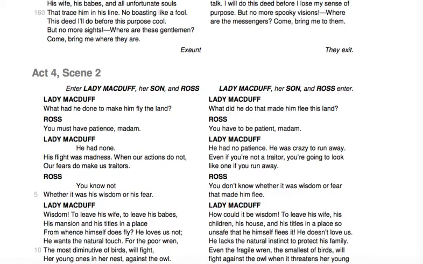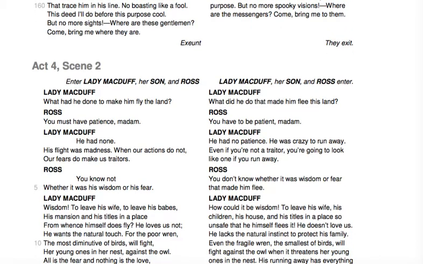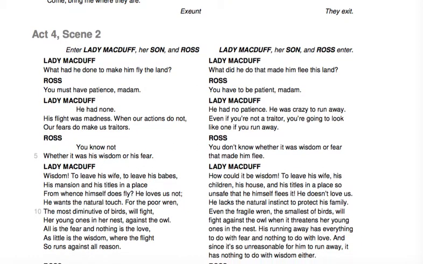What had he done to make him fly the land? You must have patience, madam. He had none. His flight was madness. When our actions do not, our fears do make us traitors. You know not whether it was his wisdom or his fear. Wisdom? To leave his wife, to leave his babes, his mansion, and his titles in a place from whence himself does fly? He loves us not. He wants the natural touch, for the poor wren, the most diminutive of birds, will fight her young ones in her nest against the owl. All is the fear, and nothing is the love. As little is the wisdom, where the flight so runs against all reason.